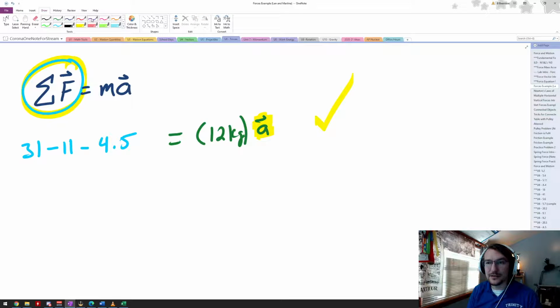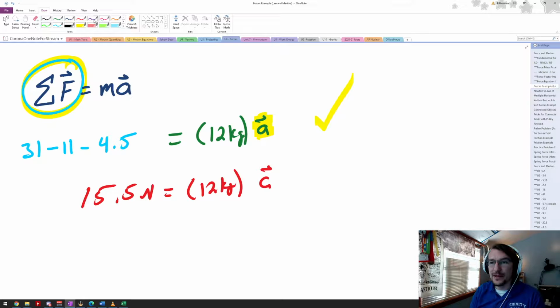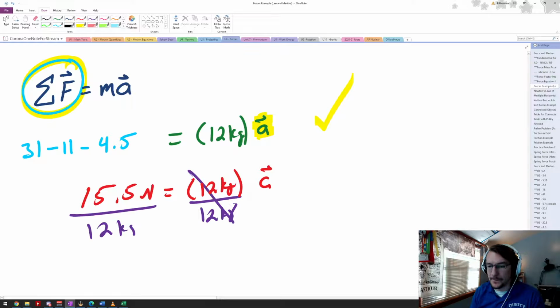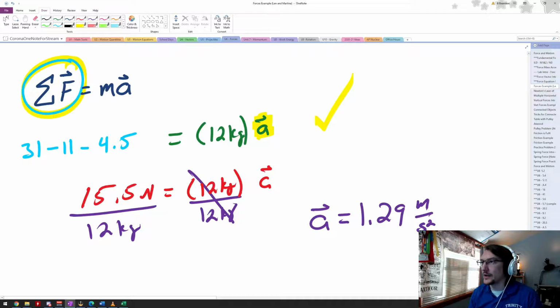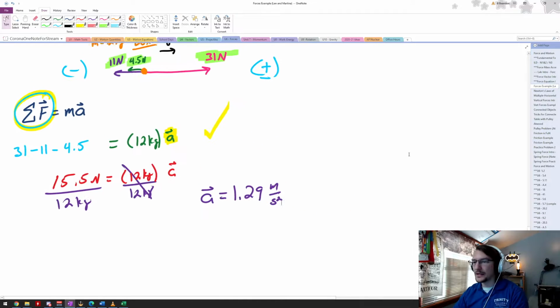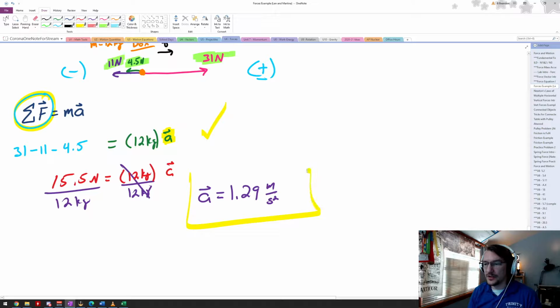At this point, you just need to do some subtraction. 31 minus 11 gives us 20, and then 20 minus 4.5 is 15.5 newtons, and that's going to equal 12 kilograms times an acceleration. If we divide by the 12 kilograms on each side, 15.5 divided by 12, just throw that into a calculator, we get an acceleration of 1.29 meters per second squared. That will be the acceleration of the box in this case.